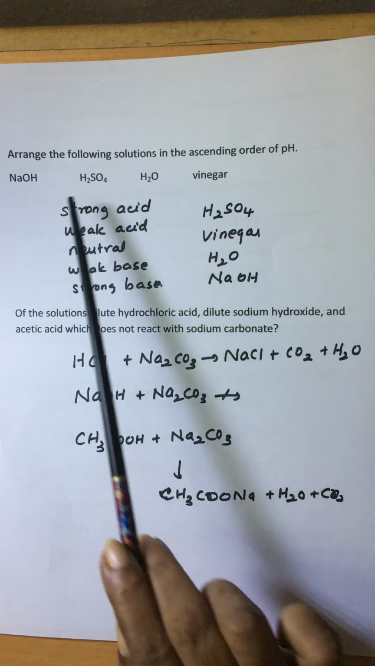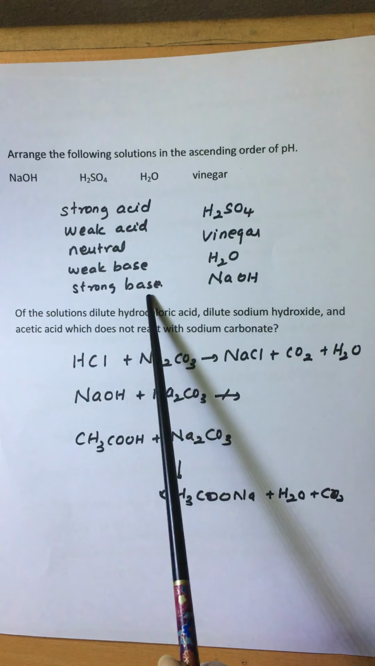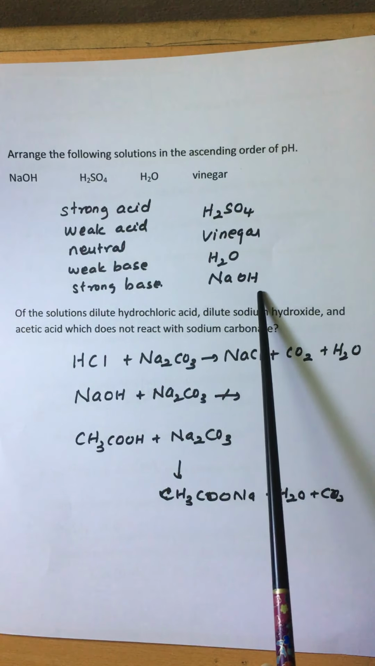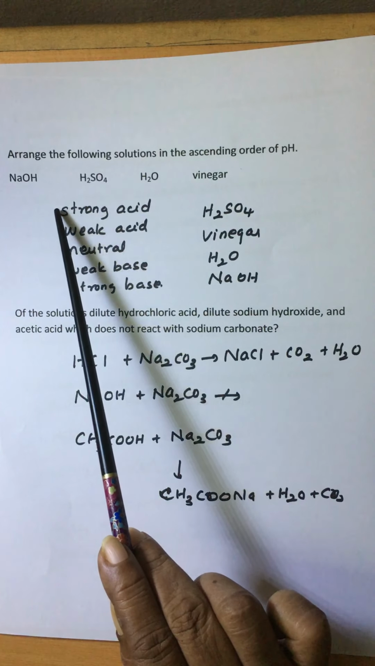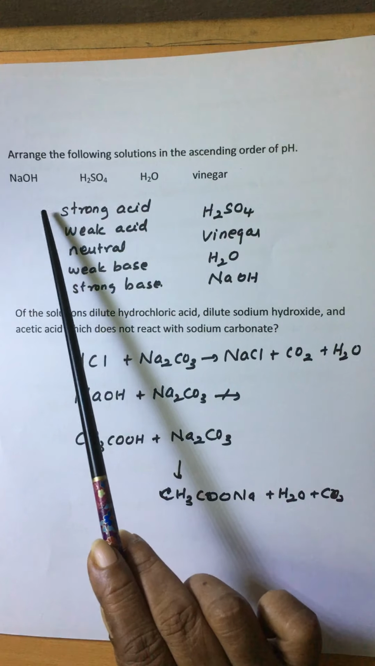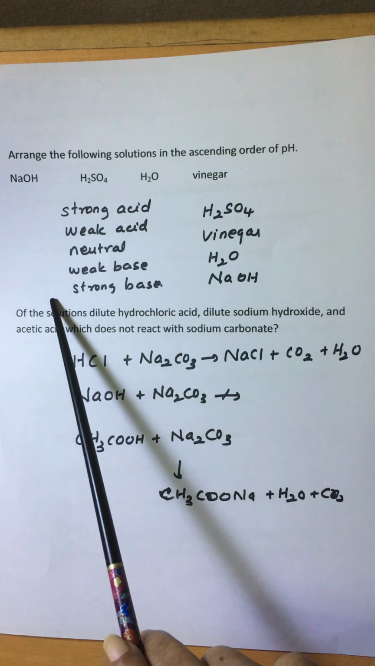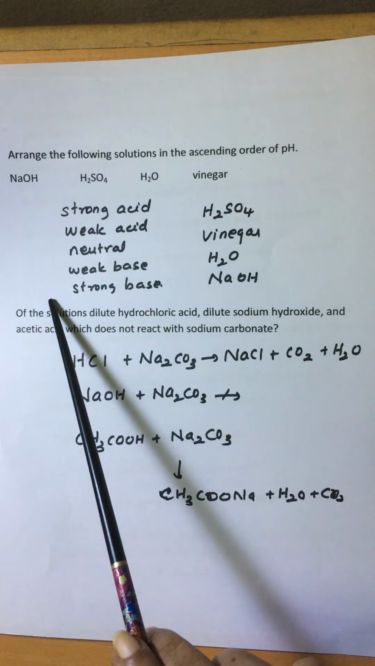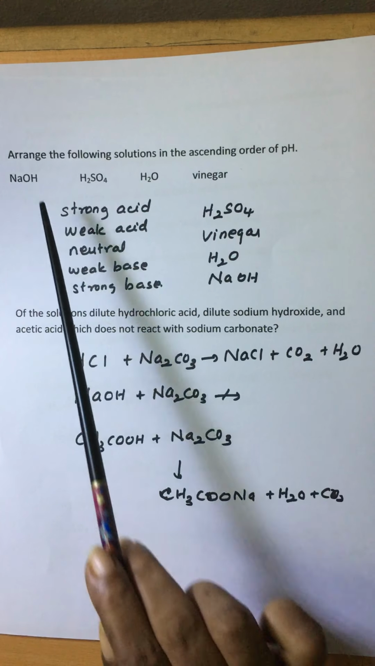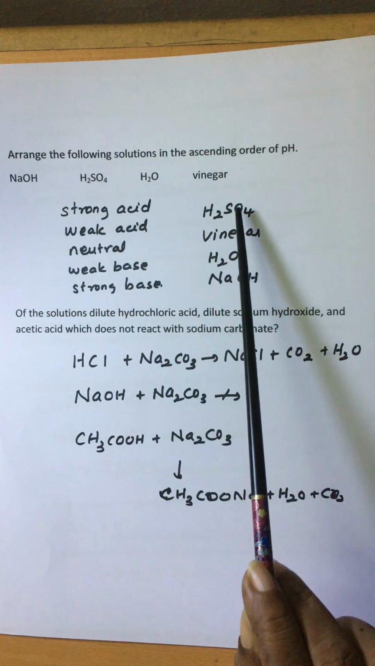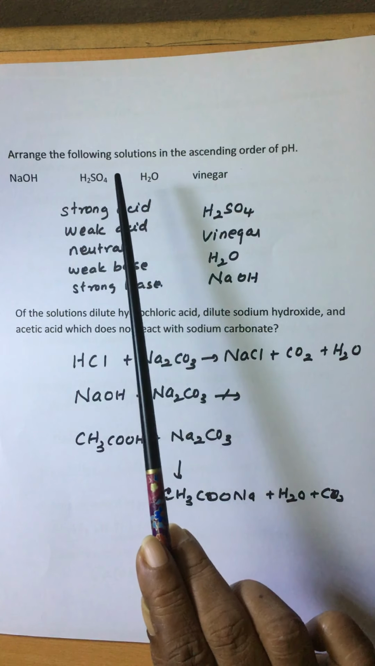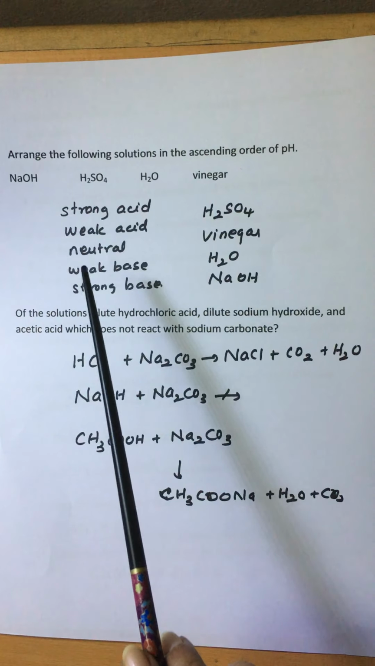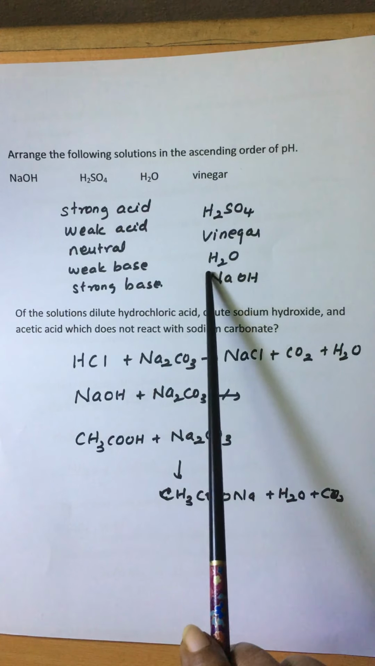Weak base is not given, and the strong base is sodium hydroxide. So this is the ascending order: strong acid is 0, 1, 2 like that, and strong base is 14, 13. When they give this, you should know how to arrange. The strong base, weak base, strong acid, you should know examples of each to arrange this.